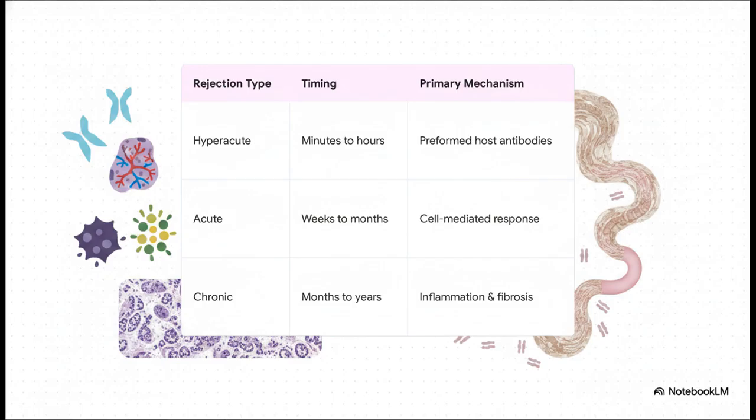Next, we have acute rejection, typically weeks to months out. This is primarily a CD8-positive T-cell-mediated attack against donor MHCs, a type 4 hypersensitivity. The definitive biopsy signature you're looking for is a dense mononuclear lymphocytic infiltrate. Finally, chronic rejection occurs over months to years. Here, CD4-positive T-cells respond to recipient APCs presenting donor peptides, which drives irreversible smooth muscle proliferation and obliterative fibrosis.